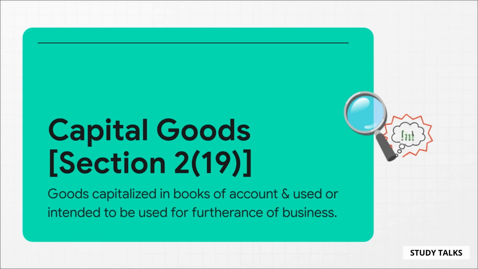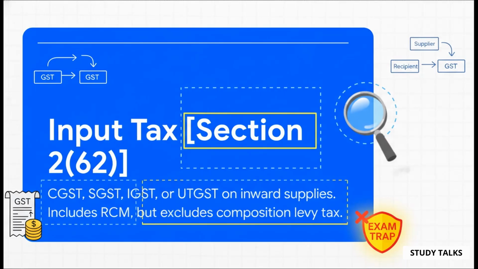So if you buy a huge piece of machinery, but for some accounting reason you decide to expense it instead of capitalizing it, guess what? For GST purposes, it is not a capital good. Always check for that capitalization entry. So, we're talking about getting credit for input tax.